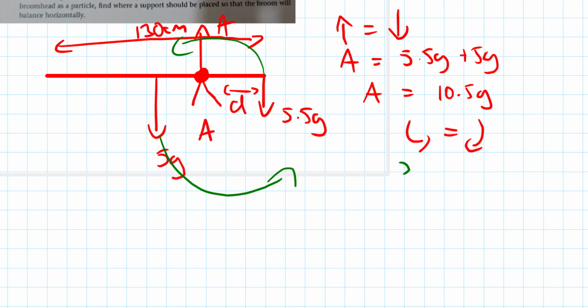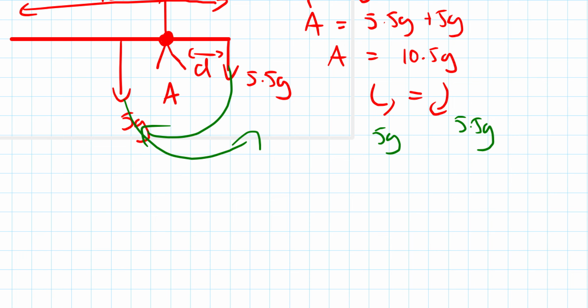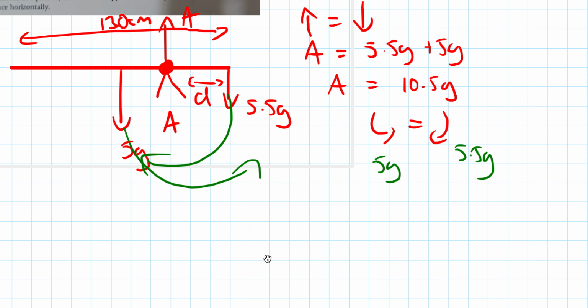No. Sorry, that's a mistake. So obviously this one is going this way round. So 5g is anti-clockwise and 5.5g is clockwise. I drew the arrow the wrong way round. And then from here we just find our distances. So this one is going to be interested to find out distance.